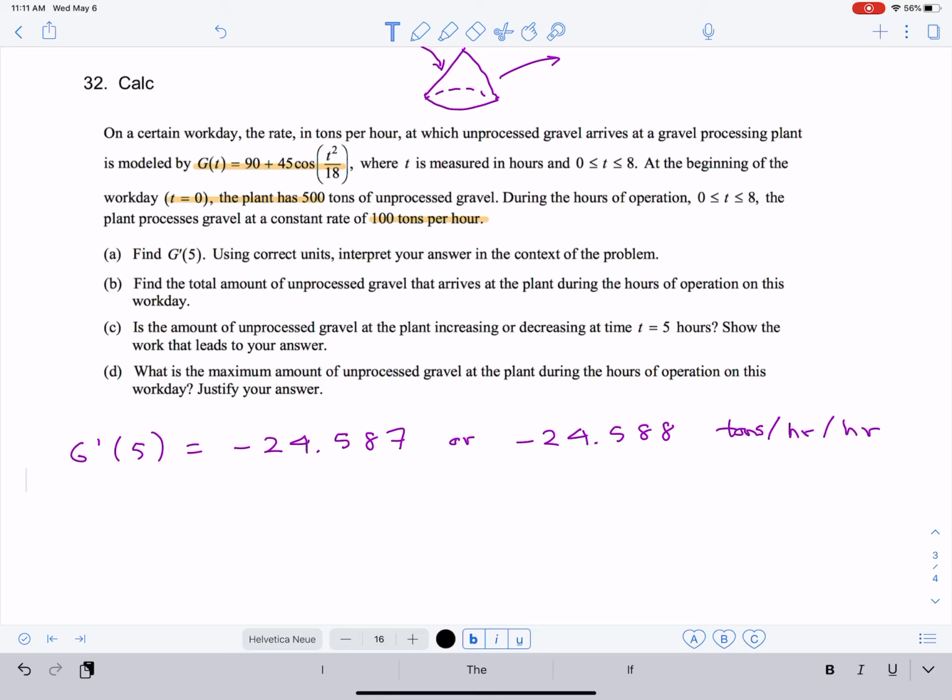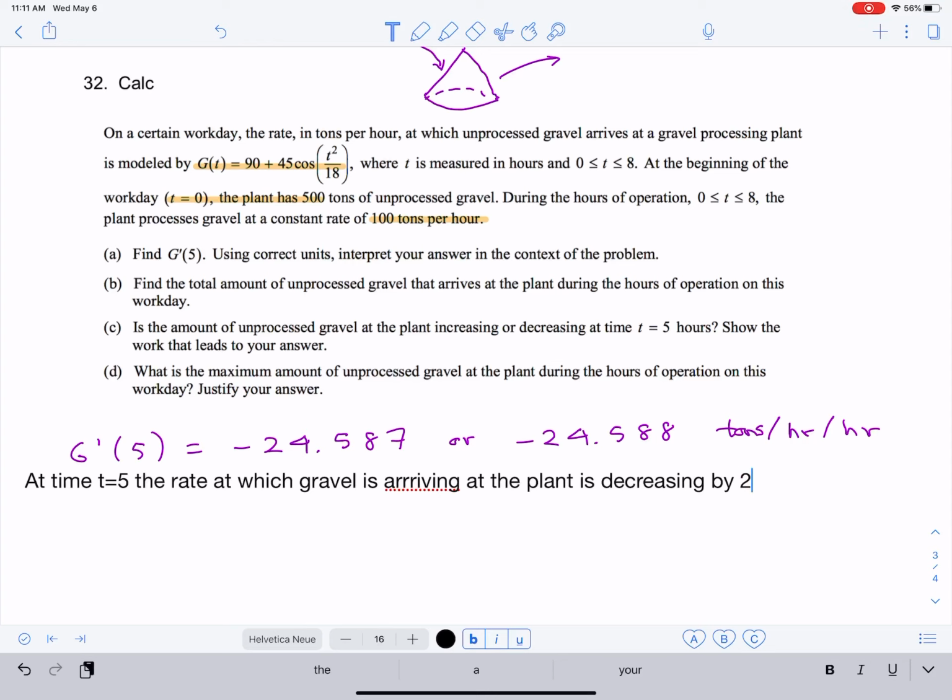So I'm going to say, at time t equals 5, the rate at which gravel is arriving at the plant is decreasing by 24.587 tons per hour per hour.